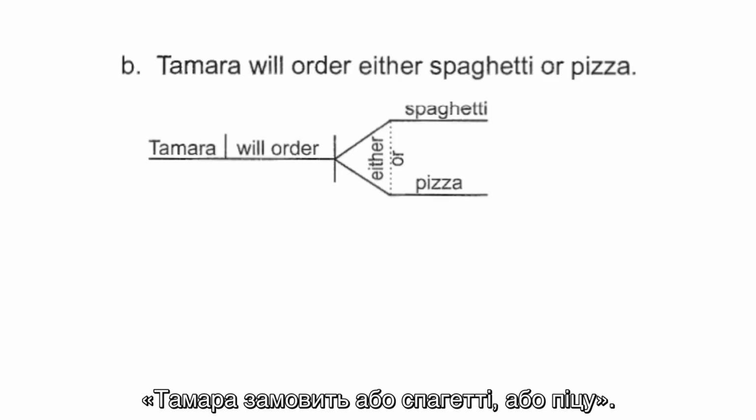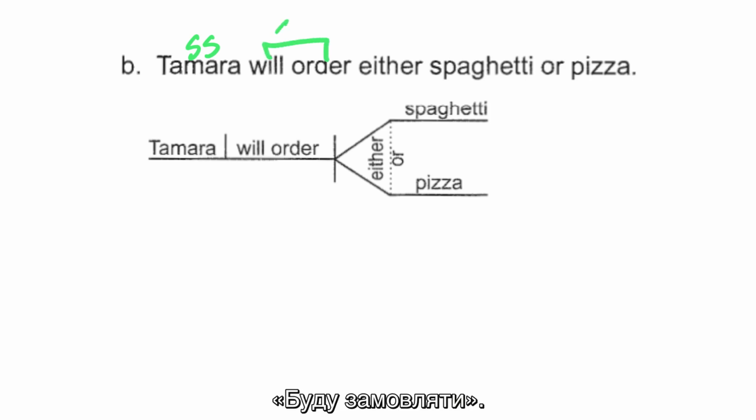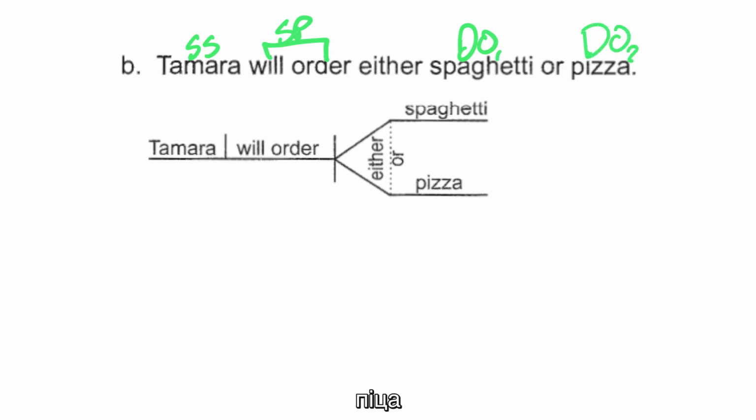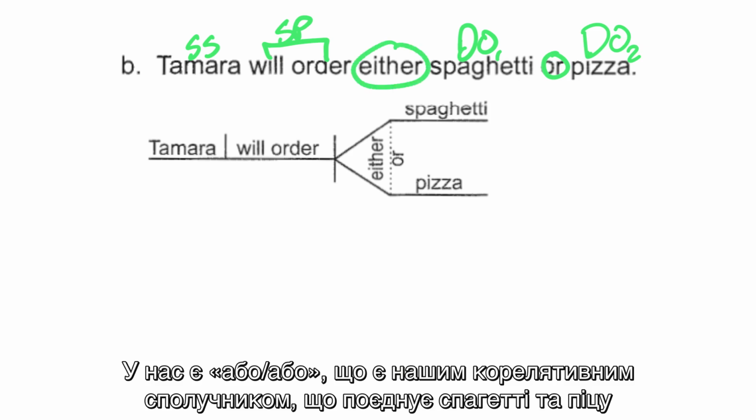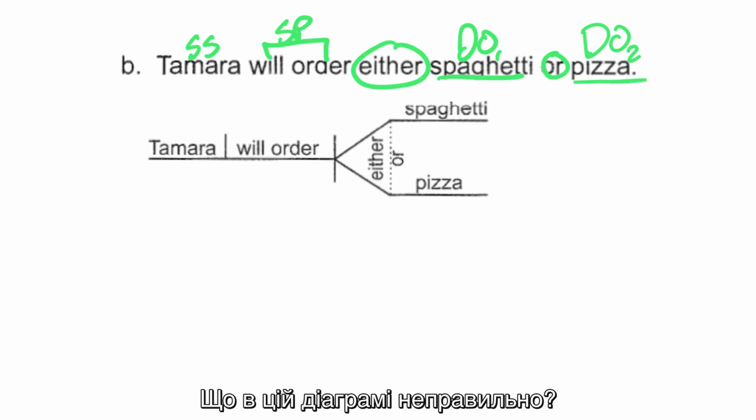Tamara will order either spaghetti or pizza. Who or what is this about? It's about Tamara. What will she do? Will order. Will order what? Spaghetti. Will order what? Pizza. We have either/or, which is our correlative conjunction connecting spaghetti and pizza, saying she will pick either one of those.